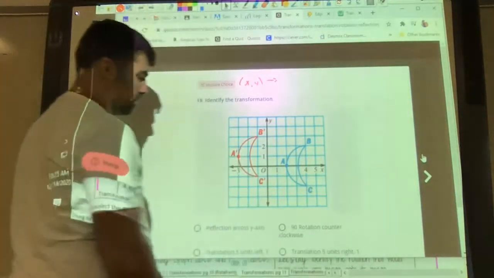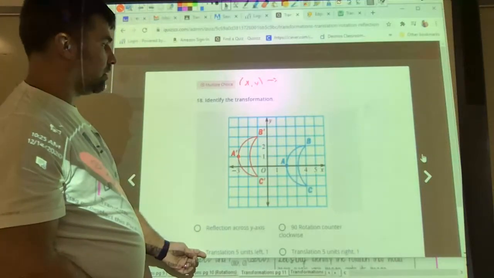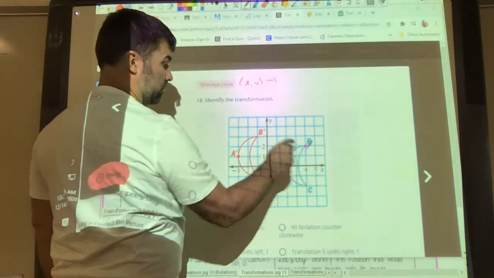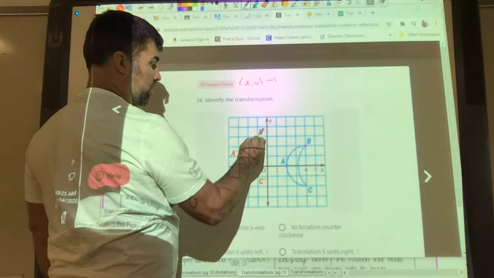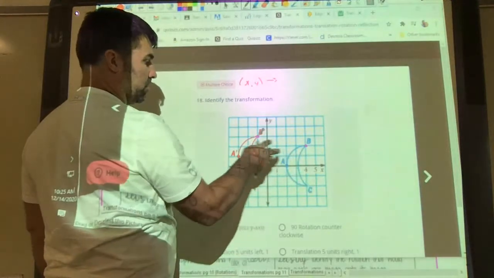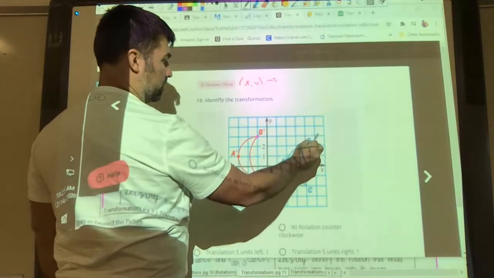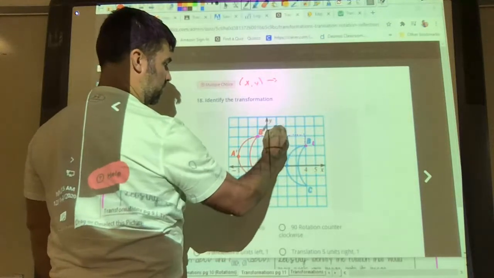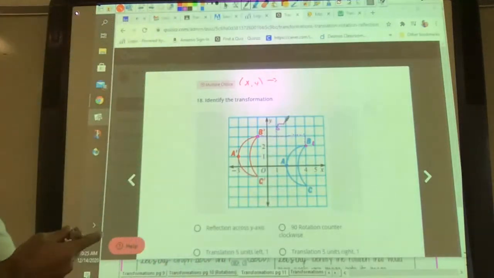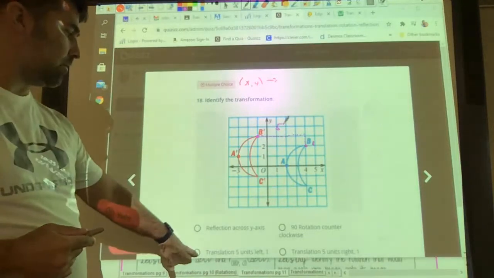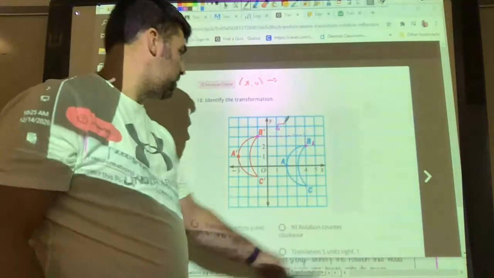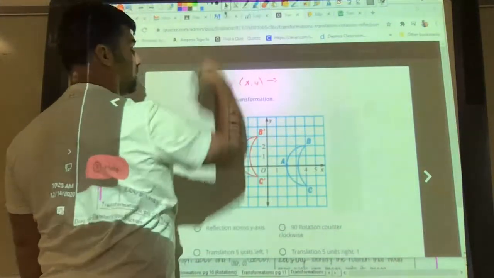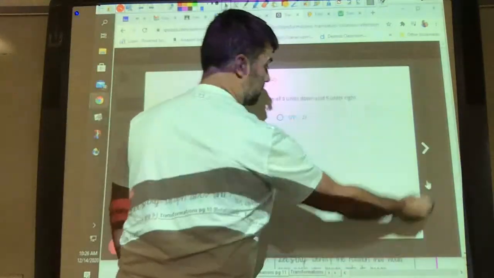Okay, and then I have to count because in the question, I have two of them that say translate. That's where I got to be able to go from pre-image B. Let's go B to B prime. I'm going from the blue to the red. So that's up 1 and left 1, 2, 3, 4, 5. So whichever one says up 1, left 5, and I think it's this one because that says right 5. So be careful with that. Again, this is not going to be on your test, but you're going to have questions like this on your test.